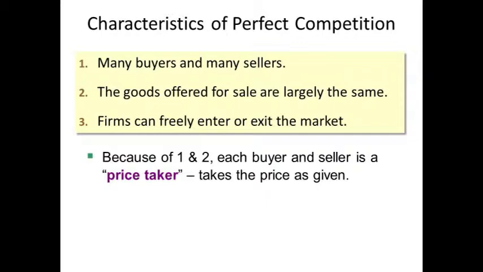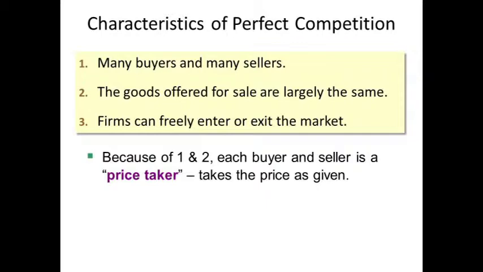So let's look at the book definition. The book definition of a competitive market is a market with many buyers and sellers trading identical products, so that each buyer and each seller is what we call a price taker. We've talked about price takers, global price takers, domestic price takers. So in a competitive market, each person is a price taker for whatever the price is that they're selling.